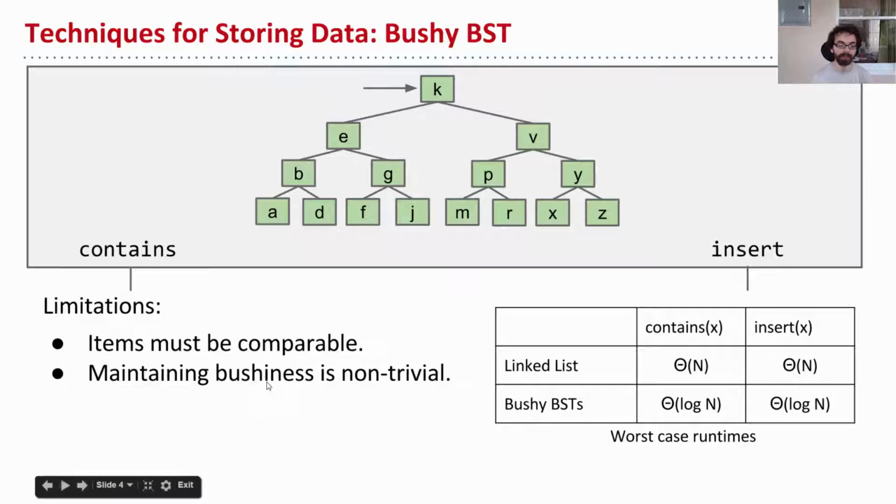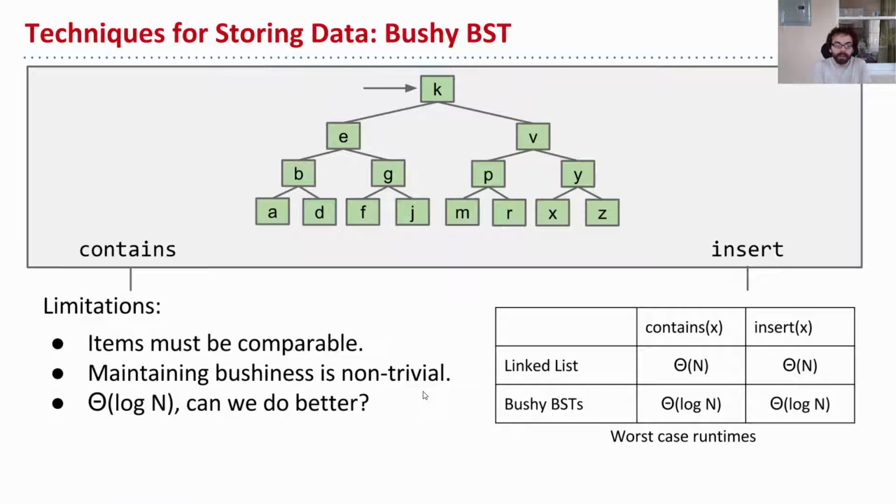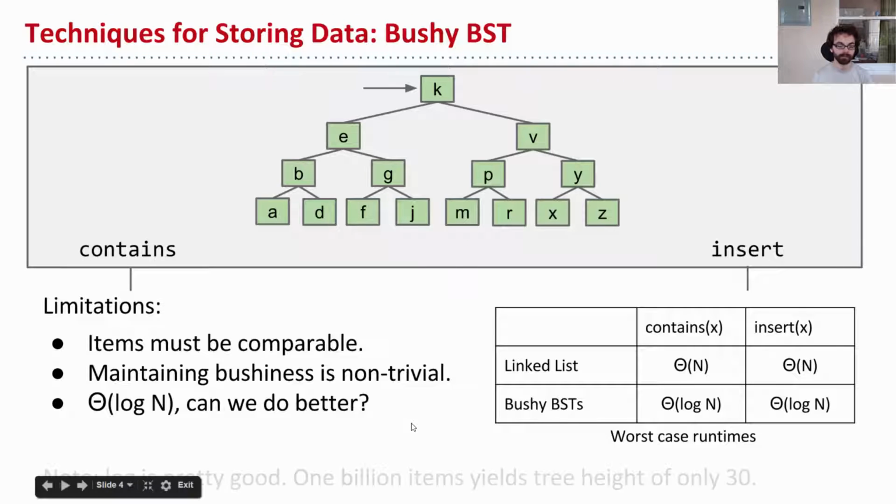Another major issue is that maintaining bushiness is non-trivial. One approach is to use something like a 2-3 or 2-3-4 tree, or we could use something like a red-black tree, which are a little more challenging, and basically it's hard to keep things bushy. And then there's also this other question, which is, okay, we got log n here, but there are functions that grow more slowly than log n, for example the constant. And so the question is, could we somehow do better, build a set whose runtimes are better than log n?